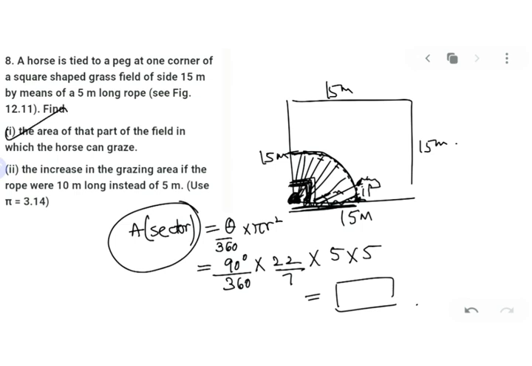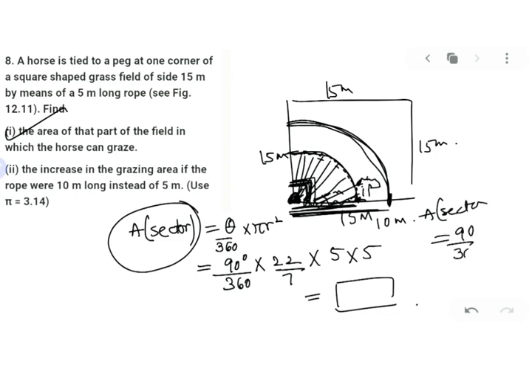Next is: find the increase in grazing area if the rope were 10 meters long instead of 5. So what will be the area if I increase the rope to 10? There will be an increase in this area. So I will now find the sector area by using radius as 10 meters. Again you go for the sector area, but this time you will use 90 upon 360 into 22 upon 7 into 10 into 10. Why? Because I have changed the radius. Now the rope has been increased.